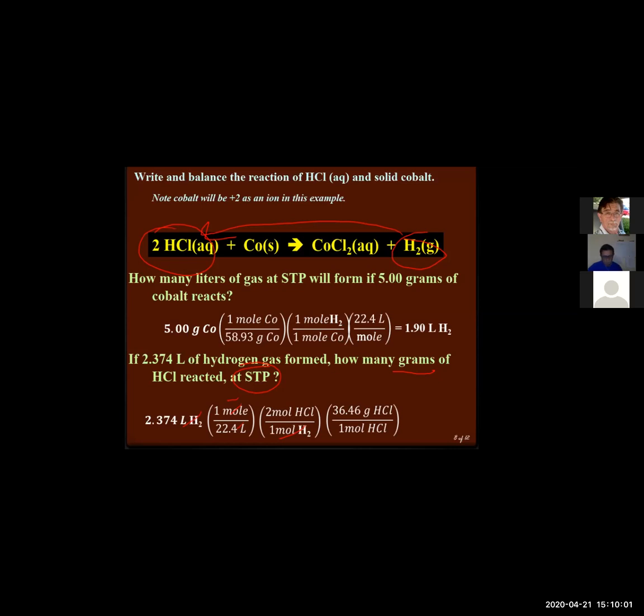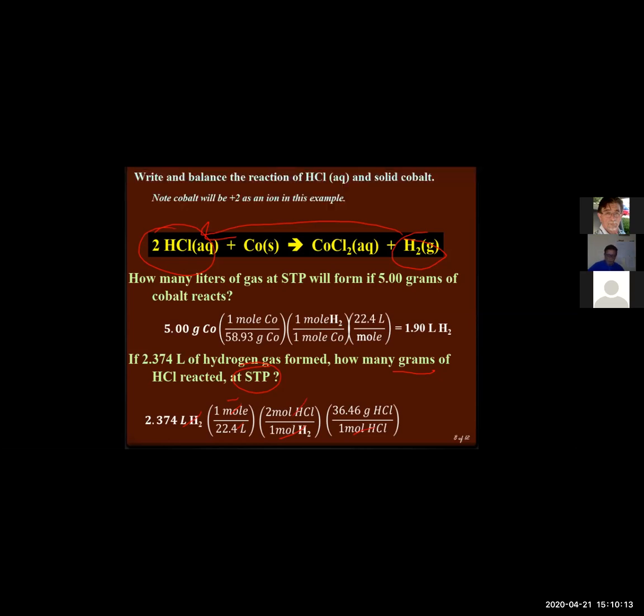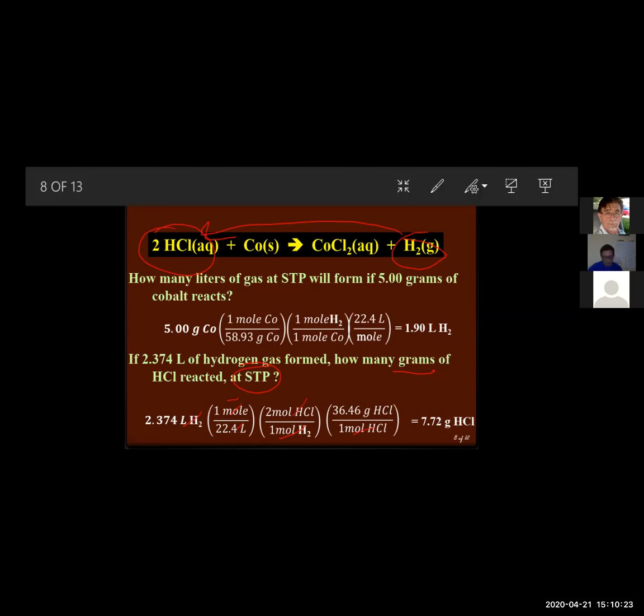Now, checking your units, you can see moles of hydrochloric acid cancel, giving me finally, unit-wise, grams of hydrochloric acid. Doing the math, that is 7.72 grams of hydrochloric acid reacted if I started off with 2.37 liters of hydrogen gas.